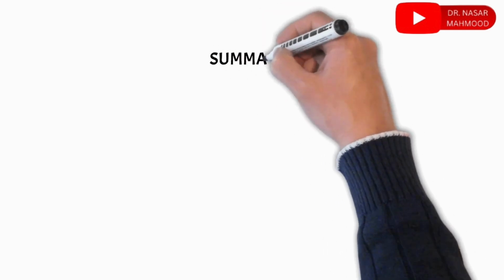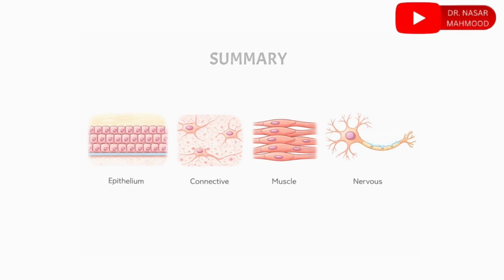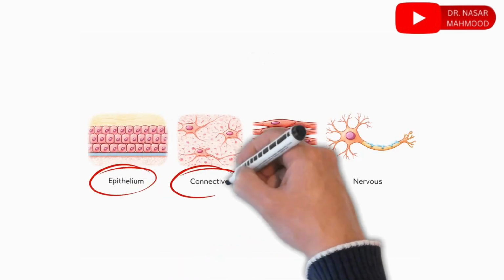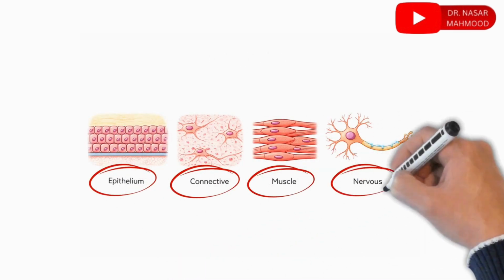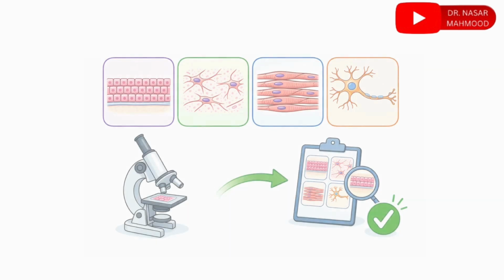So in summary, all tissues in the human body belong to one of these 4 categories. Once you identify the tissue type, the rest of the histology becomes much easier. With these 4 tissue types clear, you are now ready to start identifying specific epithelial types and connective tissues with a lot more confidence. I hope that made sense.